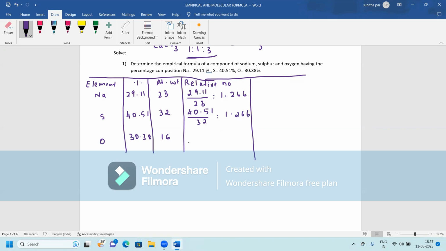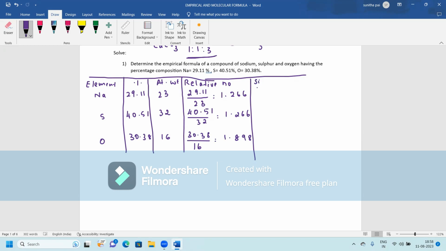Now, the next one, 30.38 by 16. This is 1 point. If it was 32, we could have written 2 point something, but this is 1.898. You can use the long division method to solve. You're not allowed to use a calculator. So solve by the long division method itself.